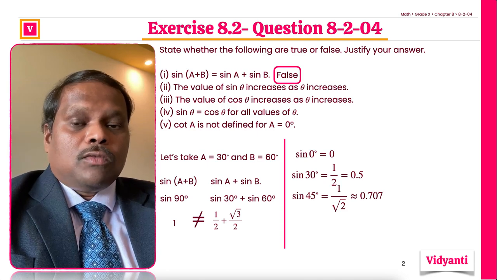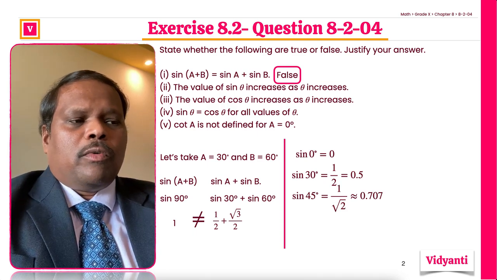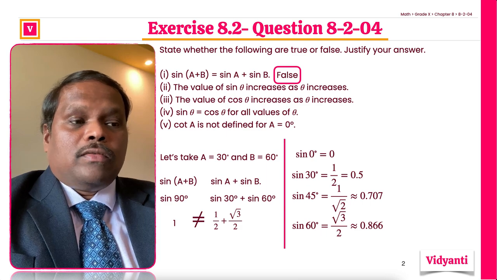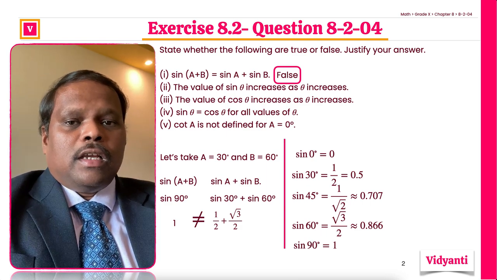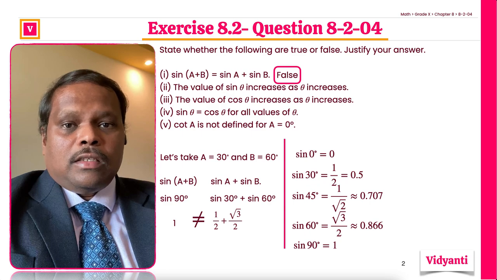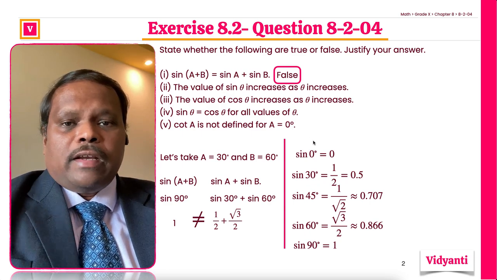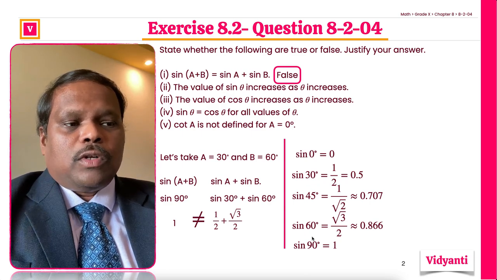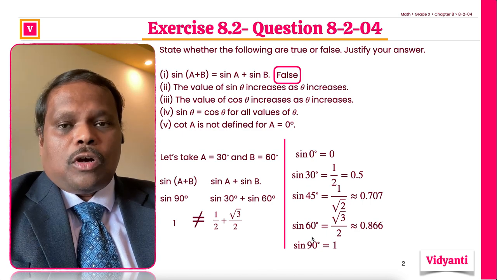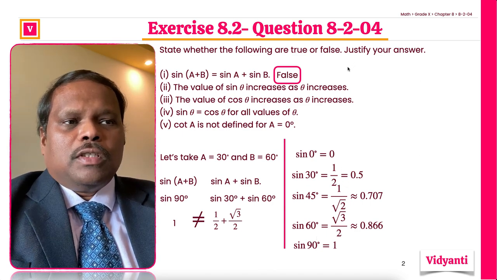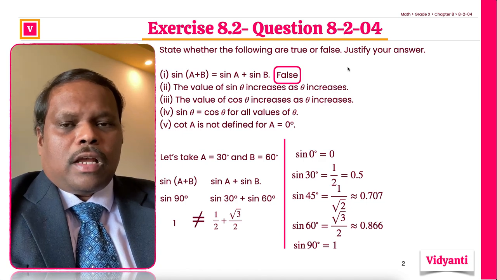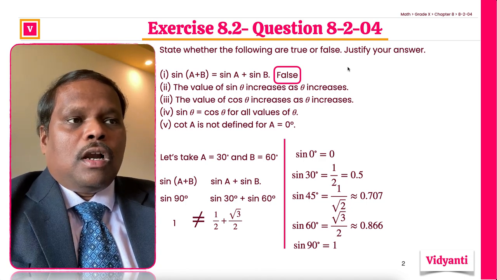Sine of 45 is 1 over root 2, so approximately it's 0.707. Sine of 60 degrees is root 3 by 2, approximately 0.866. And sine of 90 is 1. So as you can see, as the angle increases from 0 to 90, the sine ratio also increases. So in this context, I'm going to write true.